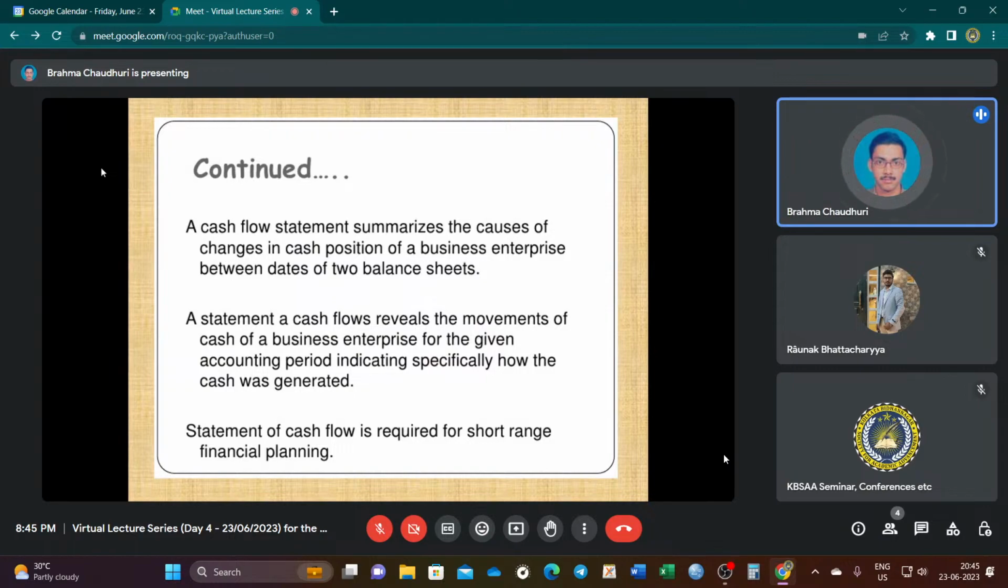Then the cash flow statement is very helpful because we project the cash flow statement: what are going to be the various cash inflows in future, what are the various cash outflows that will arise in the future, and then what will be the cash position during that particular period of time is determined and projected, and this technique helps in financial planning. So it actually reveals the movements of cash, that is the cash inflows and cash outflows, from the viewpoint of a business enterprise for a particular given accounting period.